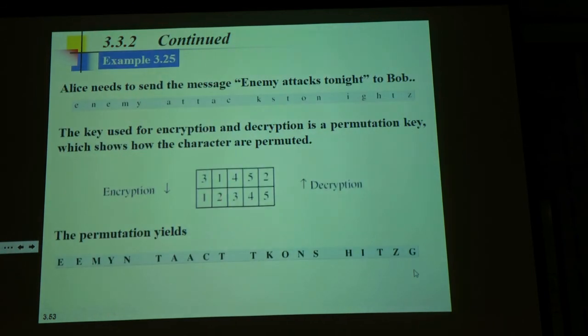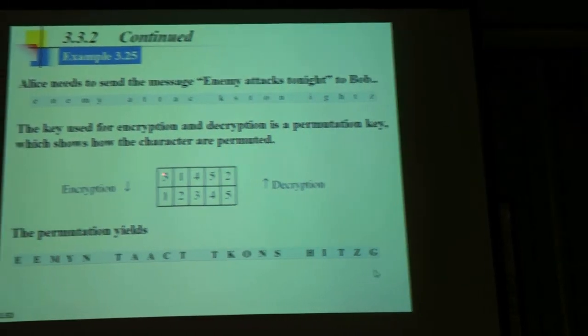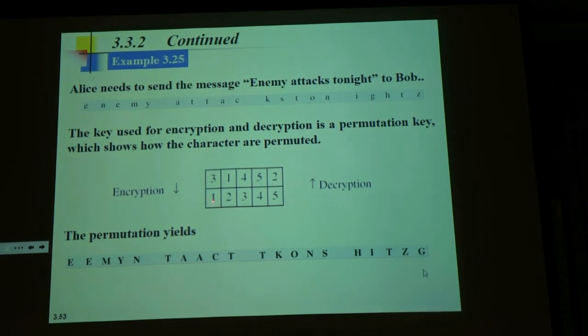So that's what a transposition is. Alice needs to send a message to Bob: enemy attacks tonight. So enemy attacks tonight, and we added Z to make it 1, 2, 3, 4, 5, 6. In the transposition, the first character will go to 2, and the third goes to 1. Where's the third? E. It moves to 1, so we have E.